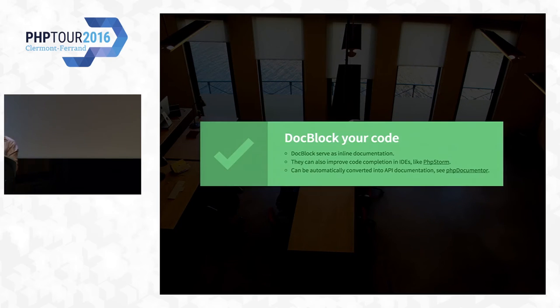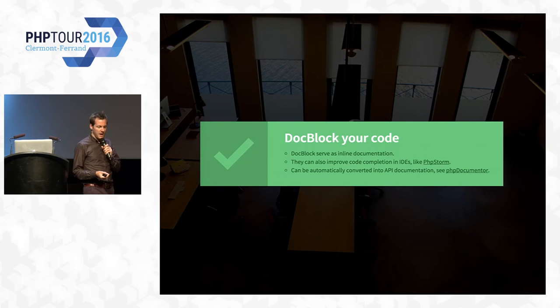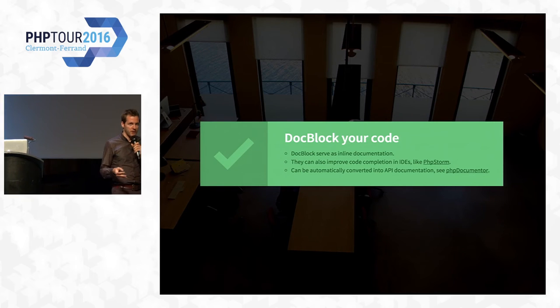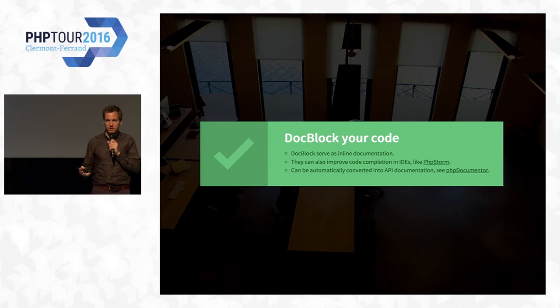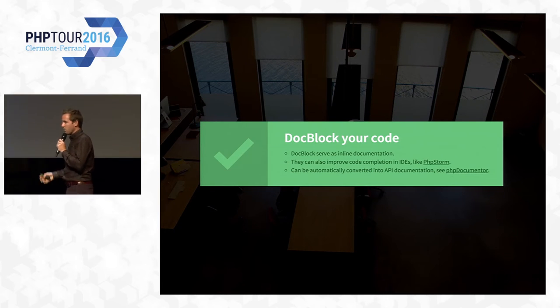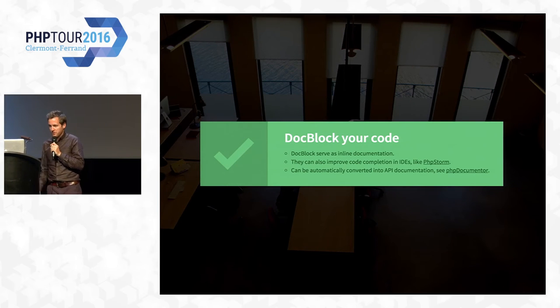Next thing you should do is write documentation. Doc blocks your code. This is documentation inside your code. It says what your code is supposed to do, what methods are supposed to do, and PHP Storm and other IDEs can then use something called autocompletion. So they know what is returned by a function, and then they can autocomplete whatever you want to type in there.